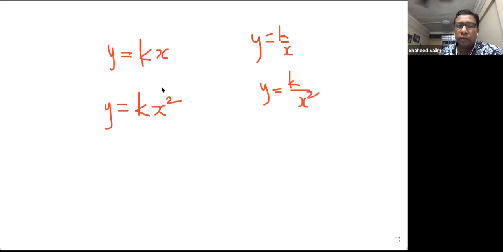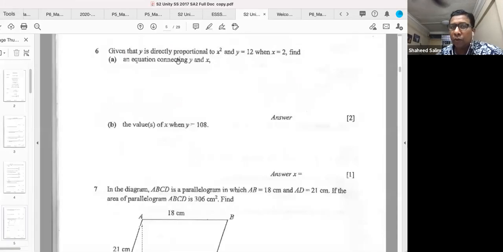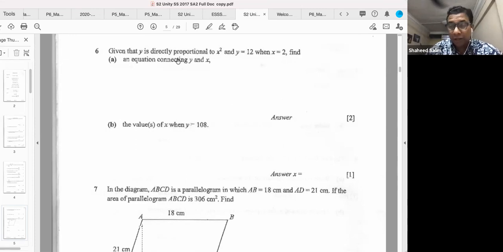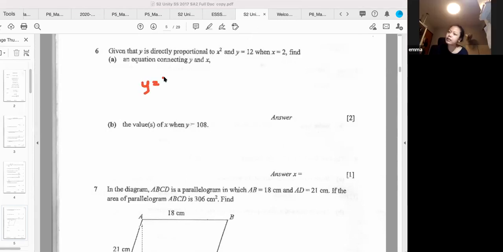Okay, so now down here, you know what I'm talking about? Can you find what's k then? What is k? It's not 6. Three. Okay, you got 3. So what's your equation? y equals 3x squared. Good. Okay, so this is it.